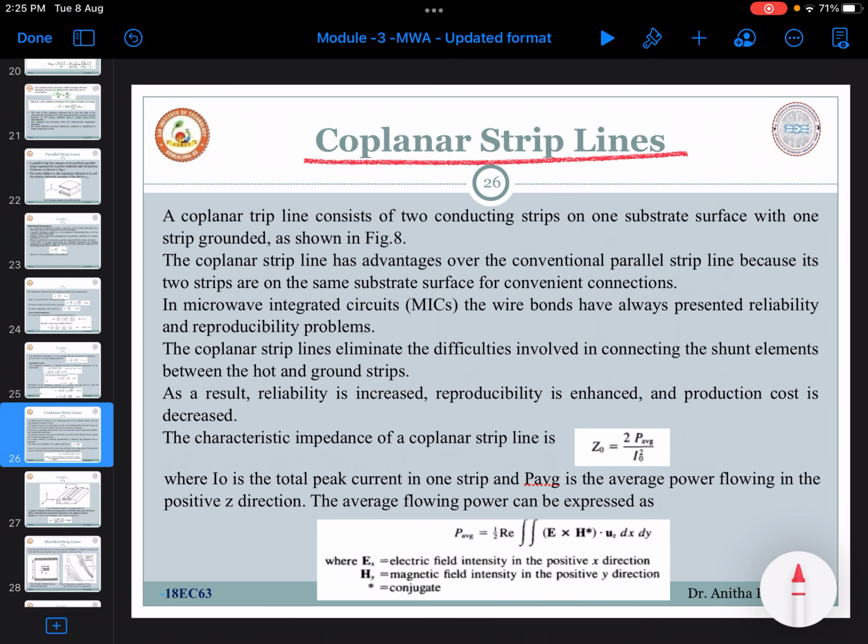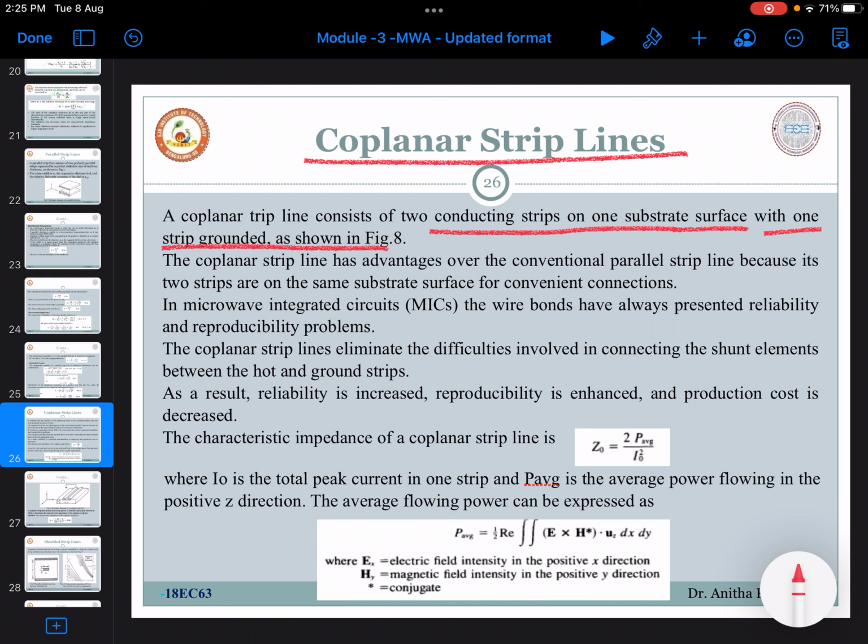So by looking at the schematic, one can notice that it has two conducting strips on one layer of the substrate, and one is connected to ground. So it is better than a conventional parallel strip line, because the two strips are on the same side, or on the same substrate surface, and it is very convenient for giving connections. In MICs, the wire bonds have always presented reliability and reproducibility problems. The coplanar strip lines, to some extent, can eliminate the difficulties involved in the connection points.